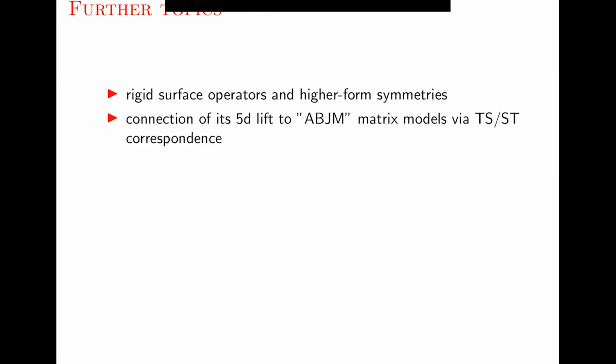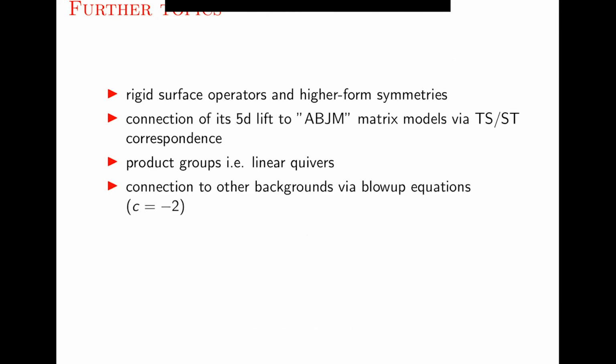So there are some further topics, but you can go from here. We're looking at this interpretation in terms of surface operators. There's also an interesting connection to ABJM matrix models via the topological string spectral theory correspondence. And I have some results also about generalizing this to linear quivers, so products of the groups. And yeah, also perhaps looking at some other backgrounds as well. And that would be more or less it.